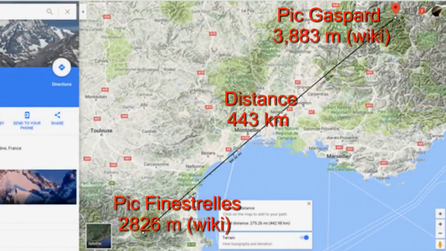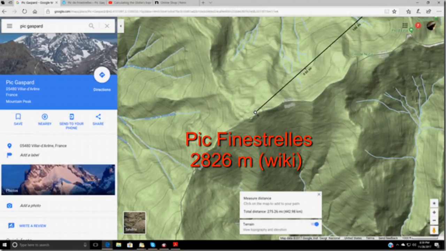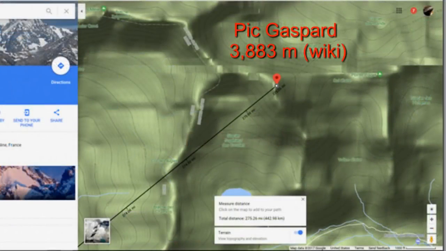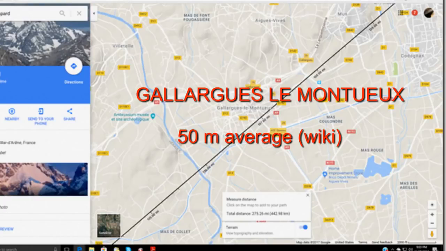Here is my screenshot of Google Maps showing the 2 mountains and the distance. This is a detail of Pic Fenestrelle, and its elevation is 2,826 meters, and I'm using the Wikipedia data throughout. Here is a detail of Pic Gaspard, and its elevation is 3,883 meters. This is a detail of the town that's right in the middle between the 2 mountains.